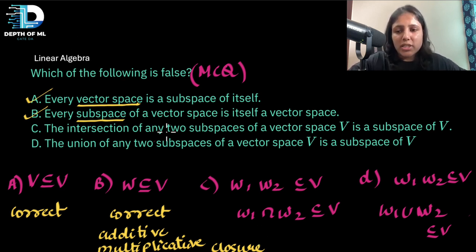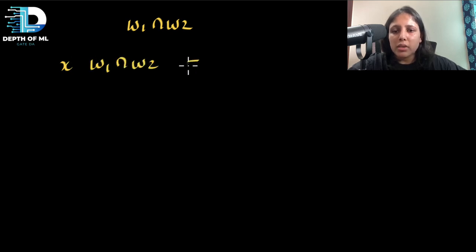Now let's look at the third statement. The intersection of any two subspaces of a vector space is a subspace. Okay. So the intersection of two subspaces of a vector space is a subspace. Right. So let's look at this. If I can prove the closure properties for this set W1 intersection W2, I will be able to show that this is a valid subspace. Okay. So what are the closure properties? That if X belongs to this set W1 intersection W2, then Cx should also belong to W1 intersection W2.